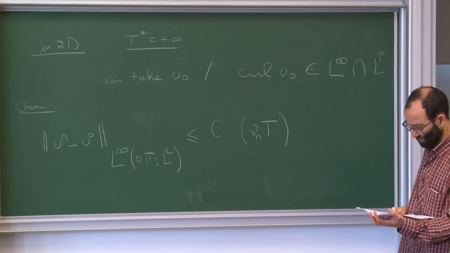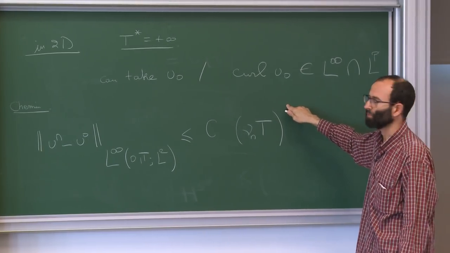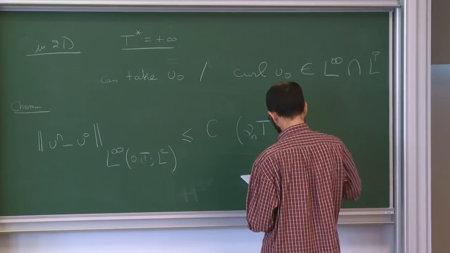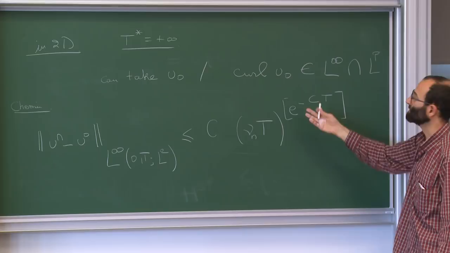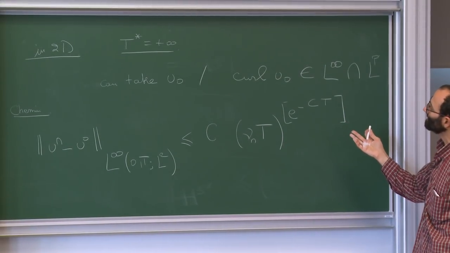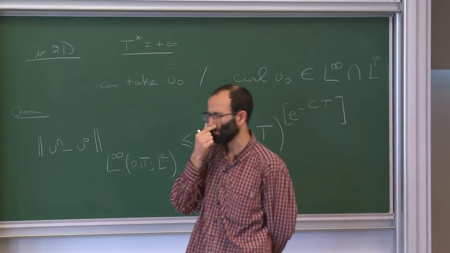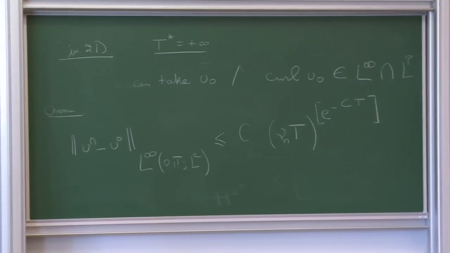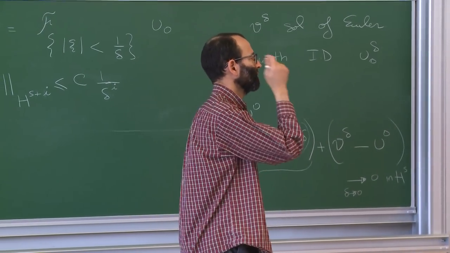But this is actually not correct. Here there is a loss. There is some exponential loss, meaning that the rate is decaying, so it's to the power exponential minus some constant times t. All the constants depend on u0. This is due to the fact that when you look at 2D Euler where the curl is just in L infinity, and you want to estimate the gradient of u in L infinity, you have to lose a little bit. You lose some log. The result is still true, but you have to lose there.